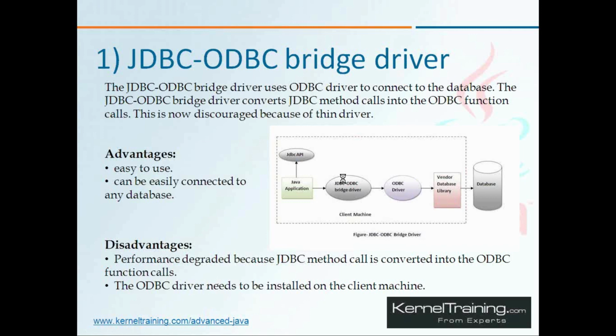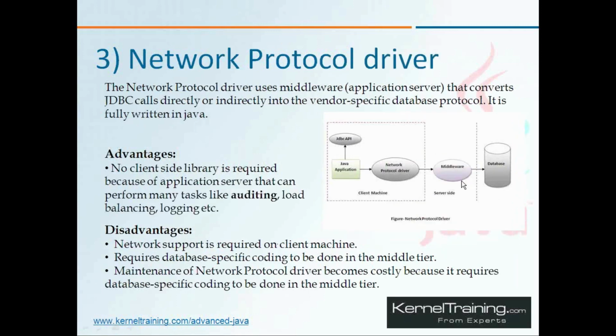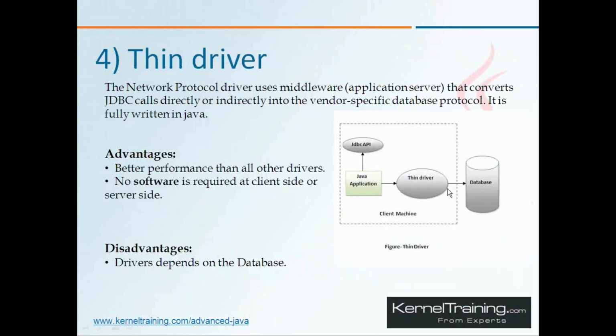Even with the native API driver, we need to install the native drivers on all the client machines, and apart from that, we require the vendor client library to be installed on the client machine. So that is also not good. The third type of driver requires network support and a middleware component. The fourth type of driver is an excellent driver, as the number of layers is reduced, performance is increased, and no software is required. The only thing is we require drivers depending on the database. That is not really a problem, because anyhow we will be using one database, so corresponding to the database, we use that driver. In our sessions, we will continue teaching JDBC using the thin driver only.